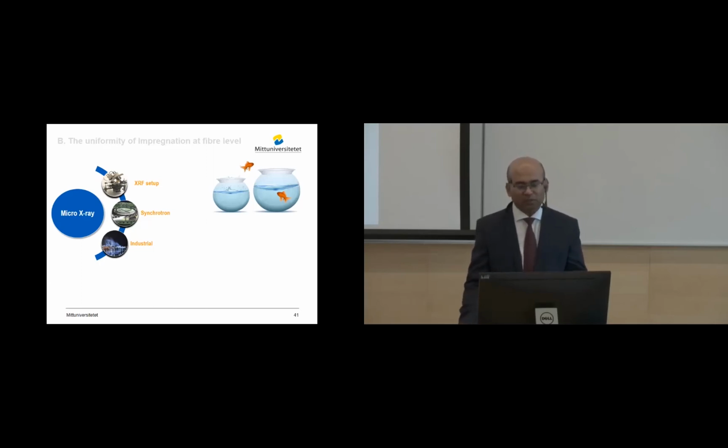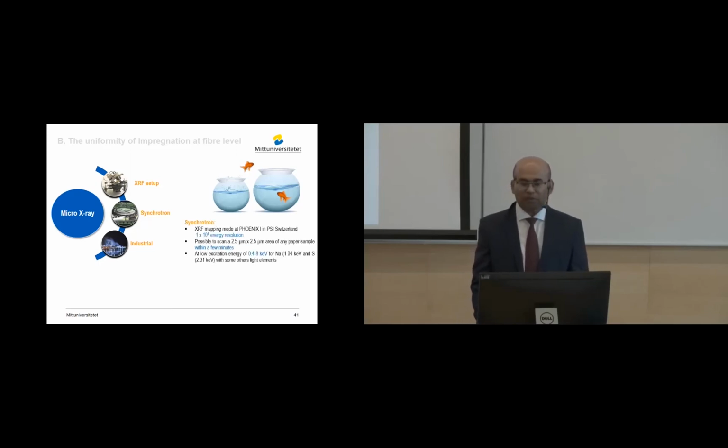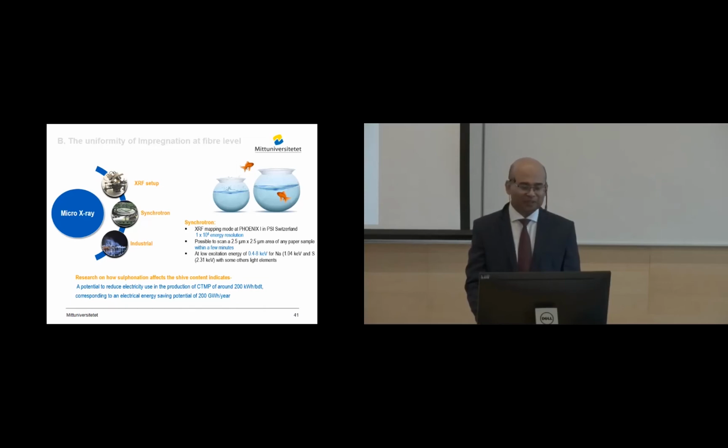The XRF setup is now being validated at a synchrotron. For example, we have been offered time at the Phoenix beamline in Switzerland, and there we can scan a 2.5 micrometer square area of any paper sample within a few minutes. Think about that. Before the sulfonation study, there was a lot of chemical analysis, handling, and many processes, so many methods before we try. But this is something much faster, with low excitation energy, 0.4 to 8 keV. And of course, that's very good: you can imagine sodium at 1.0 keV and also sulfur at 2.3 keV, and some other light elements as well. So we can put that in place. When you are happy, then we can contact the industry for an industrial setup for some validation, because we know that we can help with the sulfonaceous effect on the SIP content at least.